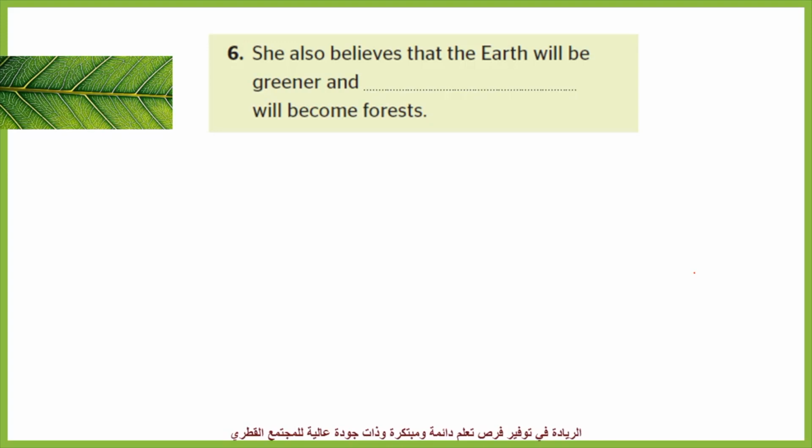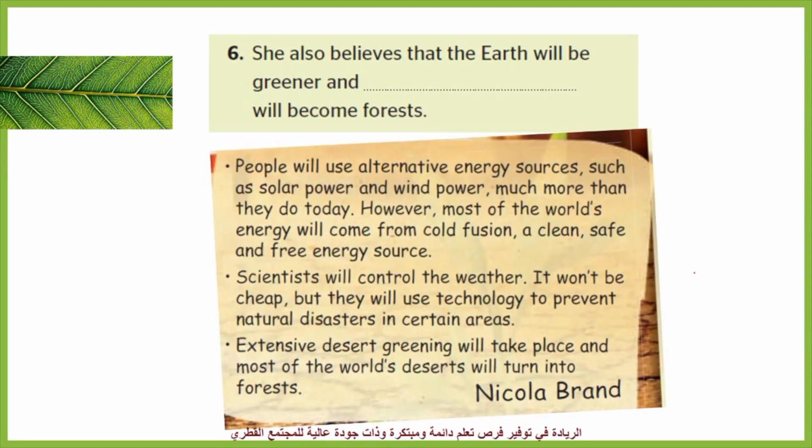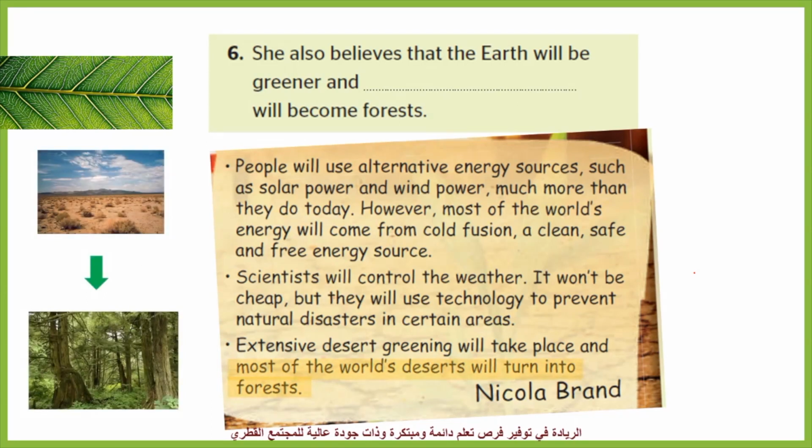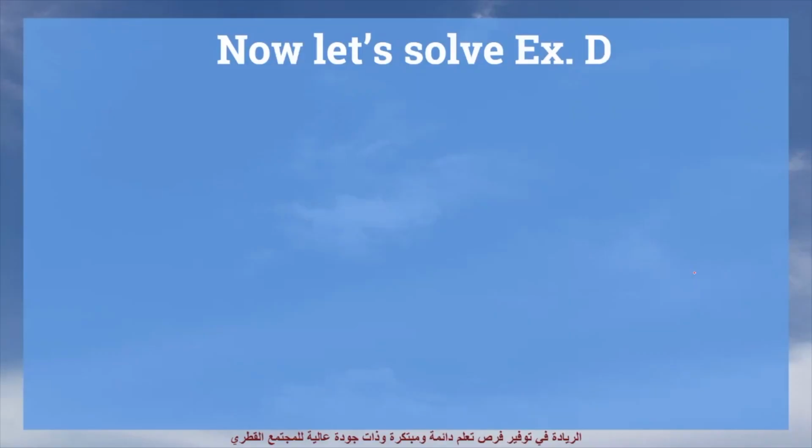Number 6. She also believes that the earth will be greener and blank will become forests. By she, we're still talking here about Nicola Brand. So what will become forests, or what will turn into forests? Take a look at the last paragraph. She says, most of the world's deserts will turn into forests. So here, the correct answer is deserts. Now, let's solve exercise D.